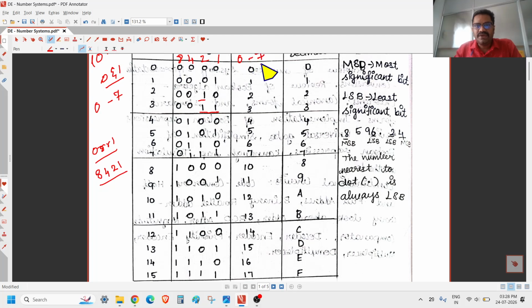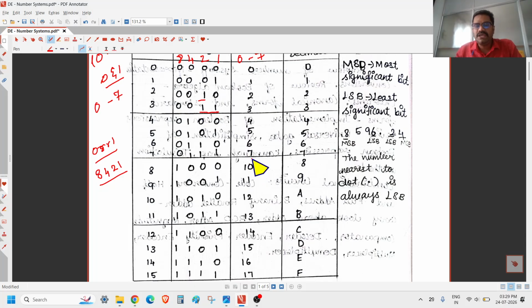So from 0 to 7 we have regular numbers. After 7 we don't have any more numbers in octal, so with the help of the previous number we make the next number. That is why 1 and 0 will be there after 7.